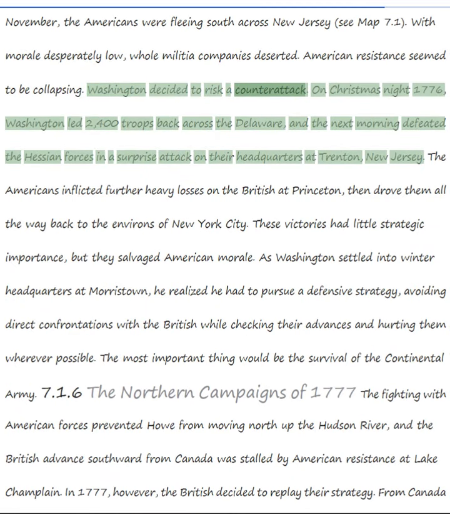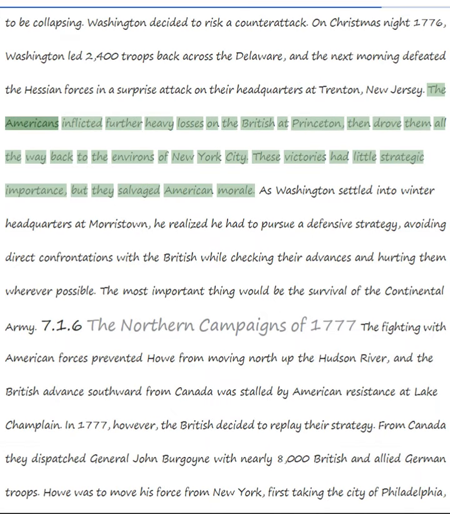Washington decided to risk a counterattack. On Christmas night 1776, Washington led 2,400 troops back across the Delaware, and the next morning defeated the Hessian forces in a surprise attack on their headquarters at Trenton, New Jersey. The Americans inflicted further heavy losses on the British at Princeton, then drove them all the way back to the environs of New York City.